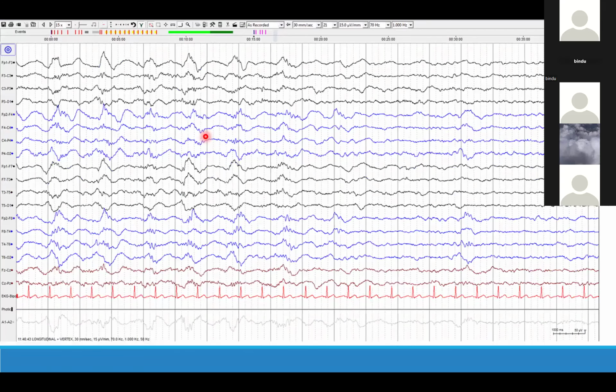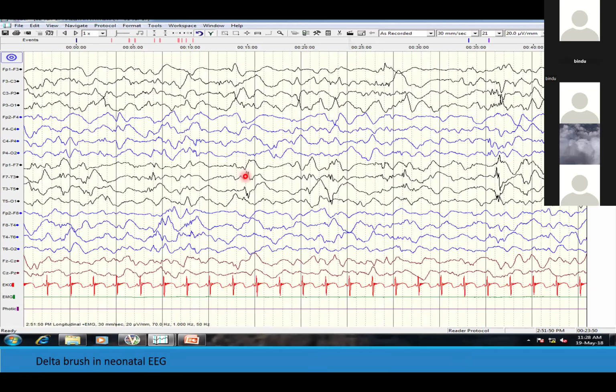So this is the patient. This is patients. But this was a neonatal EEG. And this is probably an abnormal record, not demonstrating delta brush.